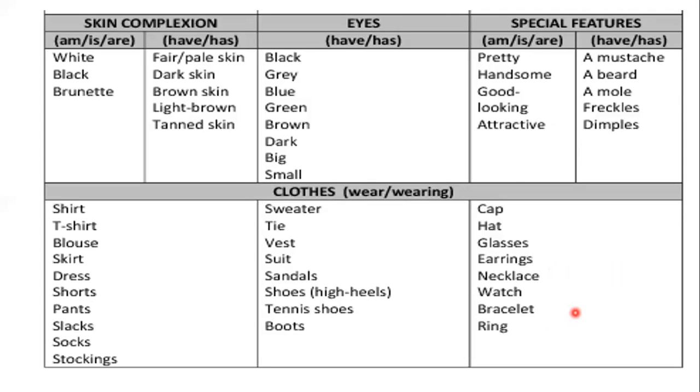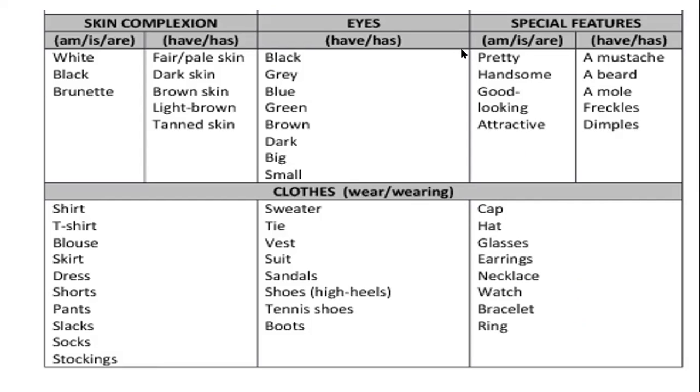Cuando vamos a hablar de skin complexion, vamos a utilizar adjectives como colors, ¿verdad? Para la piel. I am white, I am black, I am brunette. Brunette es como lo que diríamos trigueño, ¿verdad? O moreno. O puede decir, I have dark skin. Tengo piel de color oscuro. O I have tanned skin. Como estoy como bronceada, ¿verdad?